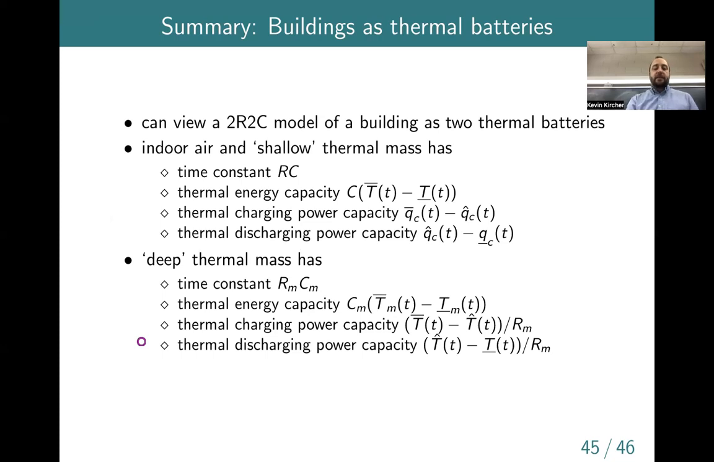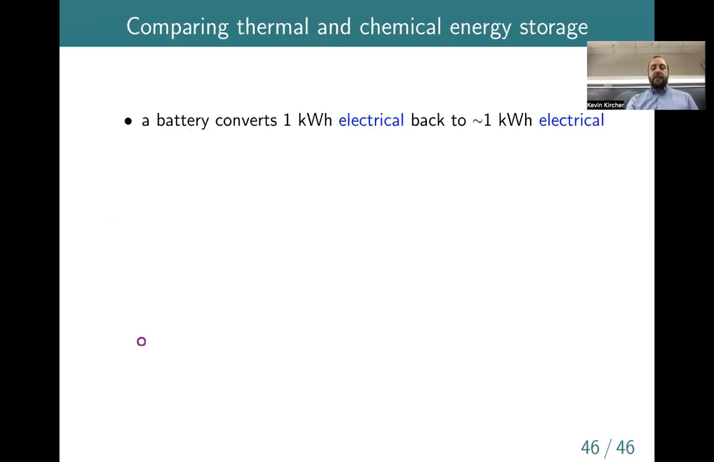But I do want to talk briefly about one last thing, which is the difference between thermal batteries and electrochemical batteries. The idea here is that a battery takes in electricity at a pretty high efficiency, maybe 95% conversion efficiency, stores it for a long time with very little dissipation, and then gives it back again in the form of electricity. So a round trip in a battery would be electric to electric, and it has close to 100%. It may be more like a 90 or 95% round trip efficiency, but order one as a coarse approximation.